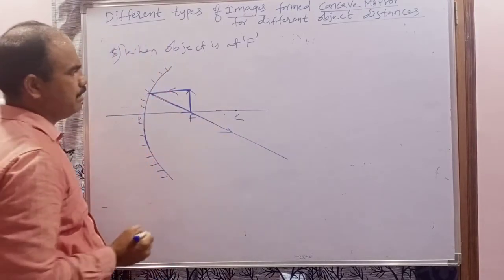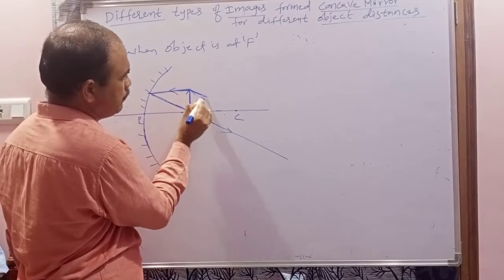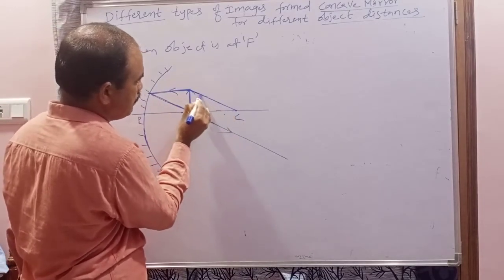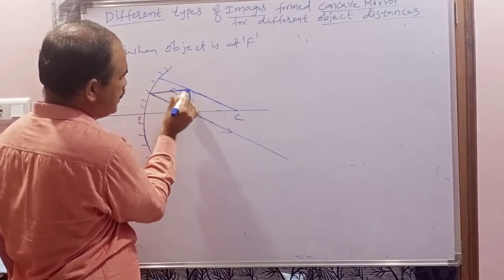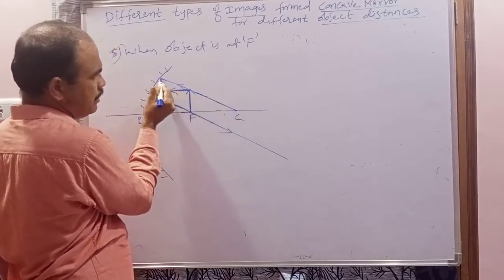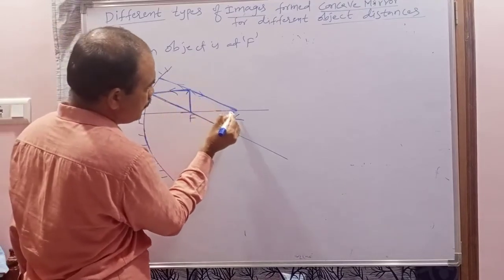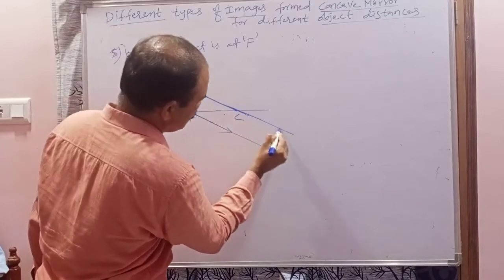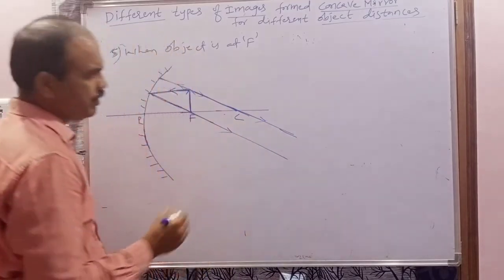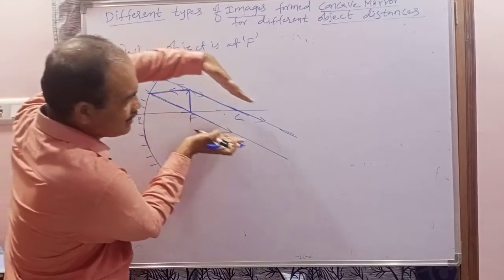And second, I am taking the incident ray which is coming from the top of the object passing through the center of curvature. What happened after incidenting on this concave mirror? It returns along the same path. So now where is the image formed? These rays look parallel.